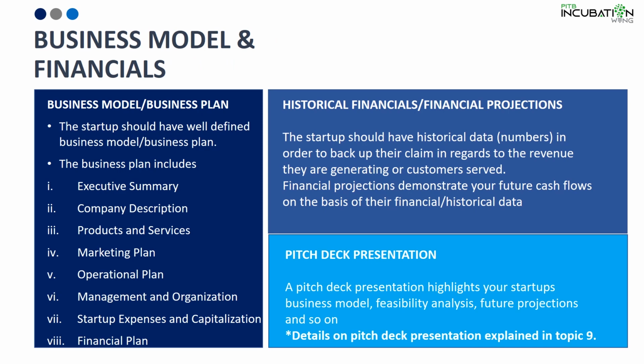Now discussing the second part of the general readiness, business model and financials. The startup should have a well-defined business model and business plan. The business plan includes executive summary, company's description, products and services they offer, the marketing plan, the operational plan and the hierarchy levels, management and organizations, startup expenses and capitalization, and the financial plan. These things will further be defined in the next few slides.